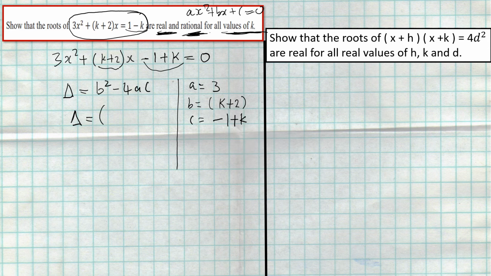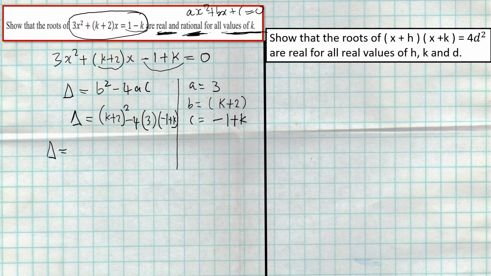We can go into the formula and substitute. Our b is k plus 2 squared, minus 4 times a, which is 3, times c, which is minus 1 plus k. Now I can simplify my delta in order to show that at the end delta is greater or equal to 0. If I don't show it, then I didn't answer the question. So we just simplify this and show that it's greater or equal to 0. Then we would have shown that they are indeed real and rational.